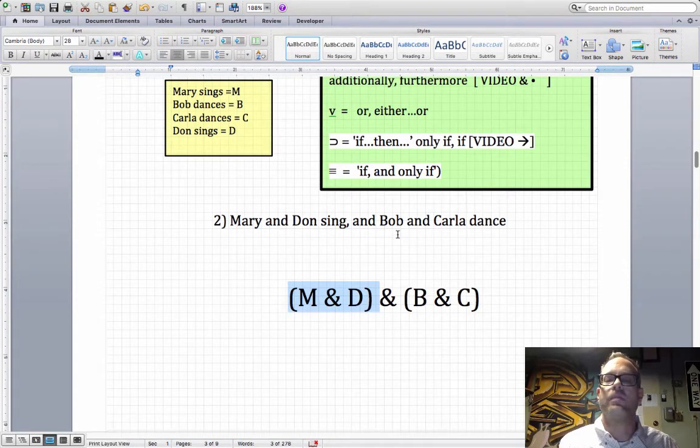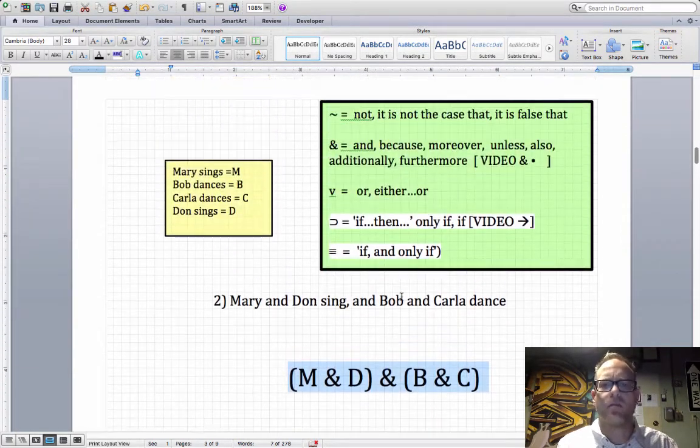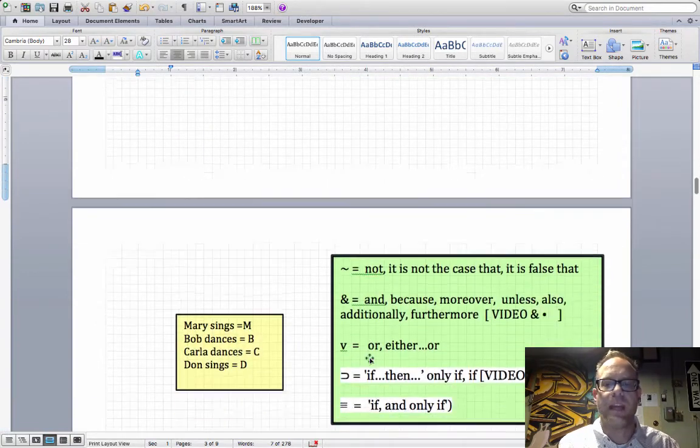So number 2 is basically a huge conjunct, right? It's a conjunction which itself consists of two conjunctions. So it's M and D, and B and C, where M and D are one side of the conjunction and B and C are the other. But each side of the conjunction itself is composed of statements that are conjunctions. If that doesn't make sense exactly, it will as time goes on, and don't worry about it. We'll get more into this. It'll become more familiar. All right, next up.